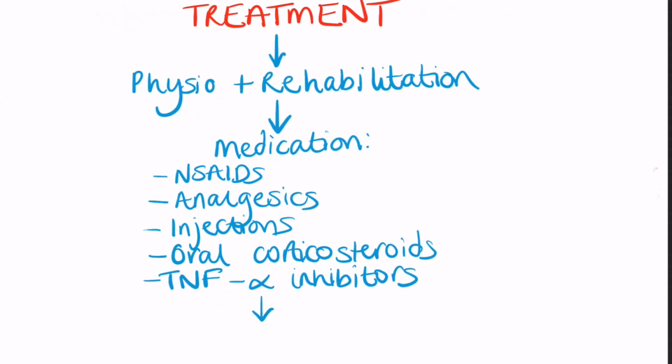Surgery is not commonly carried out with AS, but can be useful to correct spinal deformities or repair damaged peripheral joints. However, this is not commonly done due to the risks associated with potential neurological complaints.